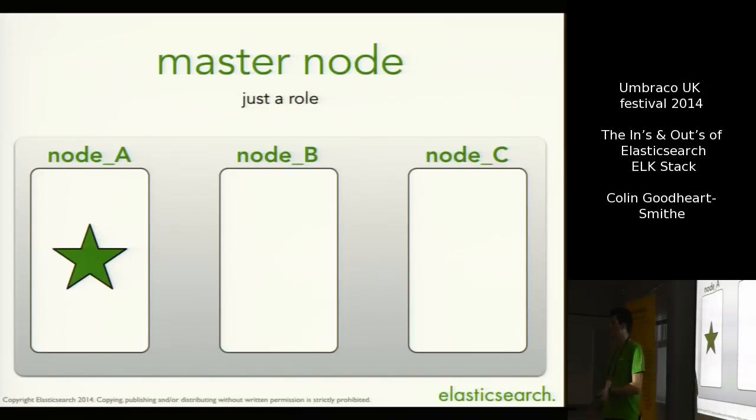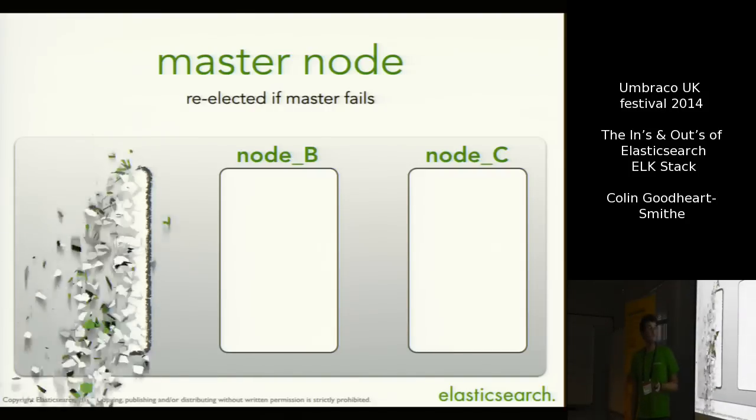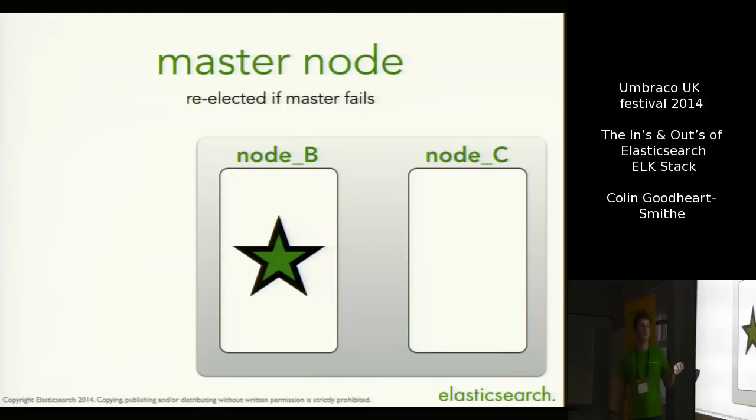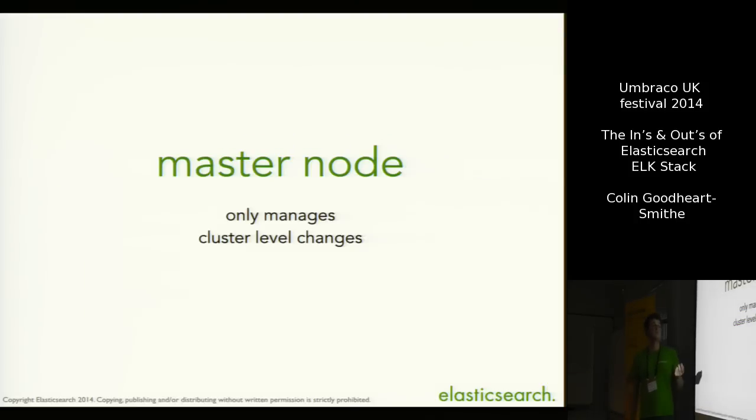But again, the master node is just a role. So if the master fails, then node B and C will detect this failure, and they'll re-elect a master, and everything's still available. You can still do indexing. It can still rebalance your shards, and everything should be fine. So the master node only manages cluster level changes.